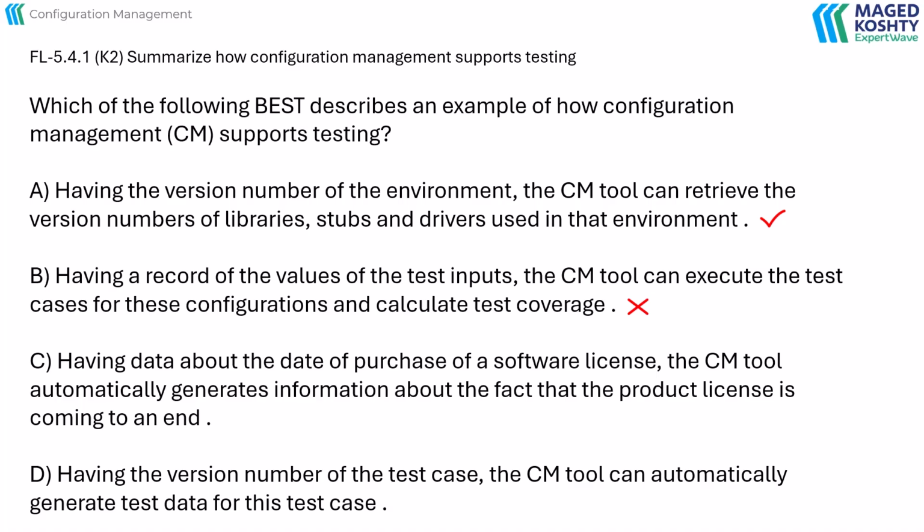C. Having data about the date of purchase of a software license, the CM tool automatically generates information about the fact that the product license is coming to an end. This is not the job of configuration management. D. Having the version number of the test case, the CM tool can automatically generate test data for this test case. CM doesn't generate test data. The correct answer is A.